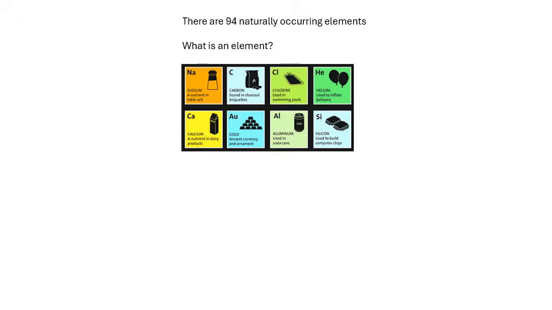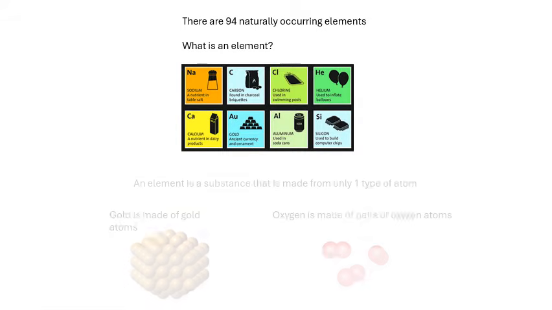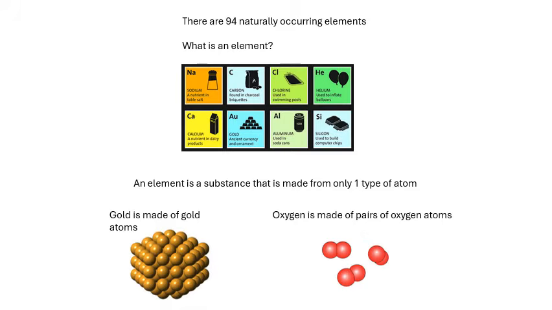Well, there are 94 naturally occurring elements, okay? Sodium, carbon, chlorine, helium. These are elements. Now, what is an element? Well, an element is a substance that is made from one type of atom. So, how many types of atom are there? And the answer is 94. There's 94 types of atom.